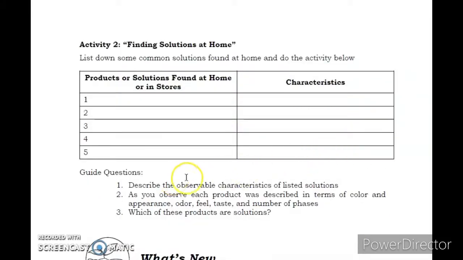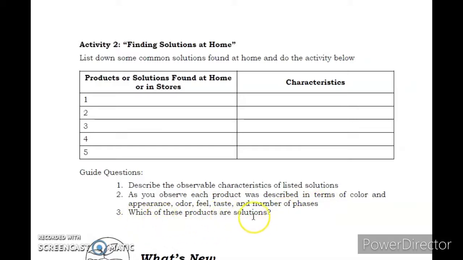So we have here the following guide questions. Number 1, describe the observable characteristics of listed solutions. So nandito na yun, sasagot ninyo sa column number 2. Number 2, as you observe, each product was described in terms of color and appearance, odor, feel, taste, and number of phases. Ito yung continuation ng question.